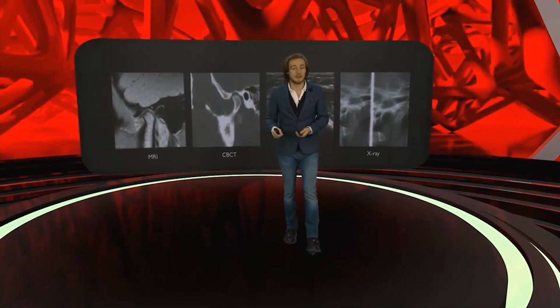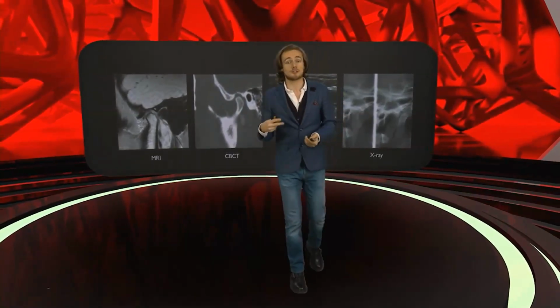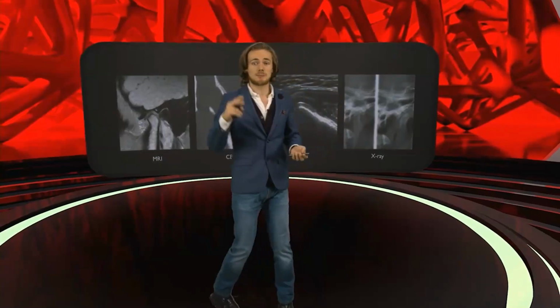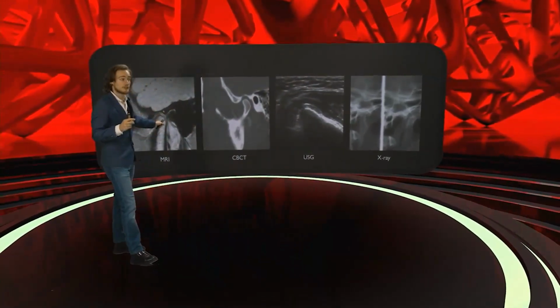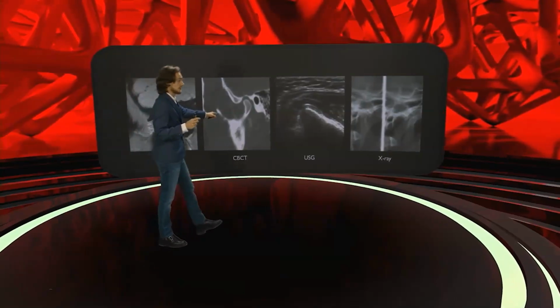In the MRI we also see the soft tissues, and this is the biggest value, because we can see the disc, we can see a fusion in here. In here we cannot do that.